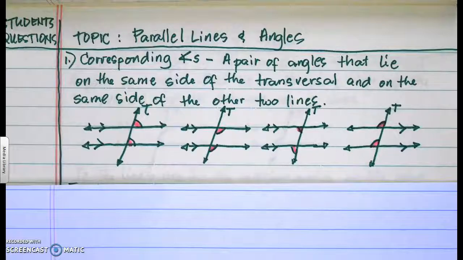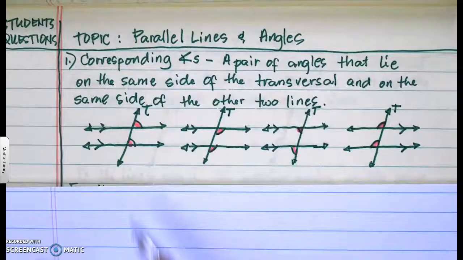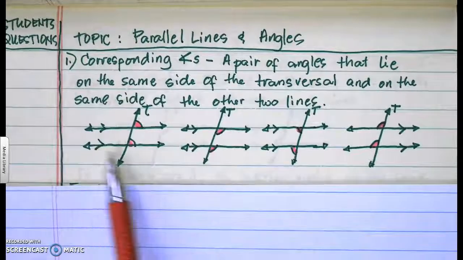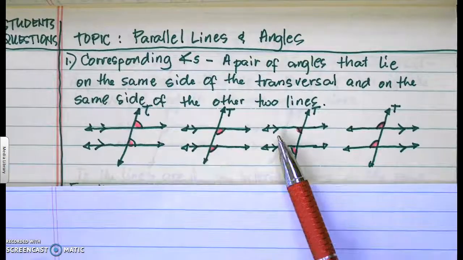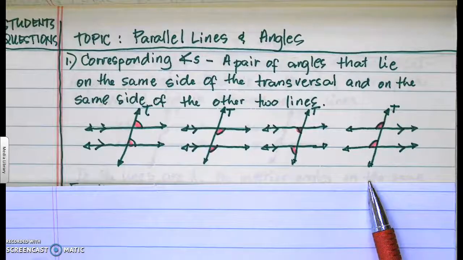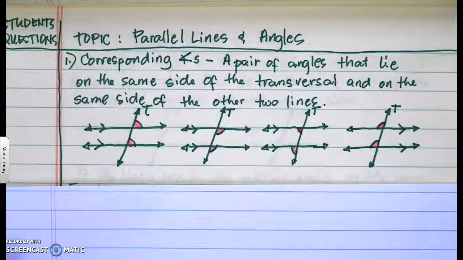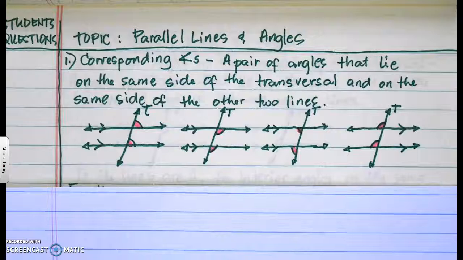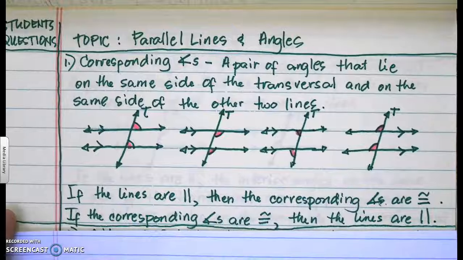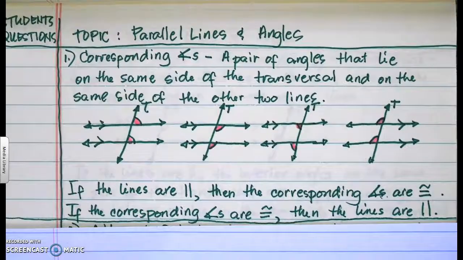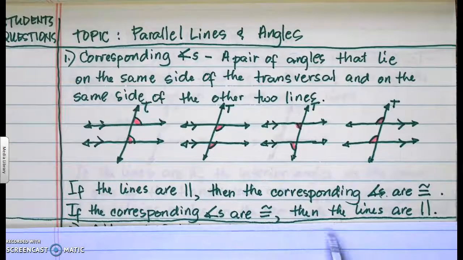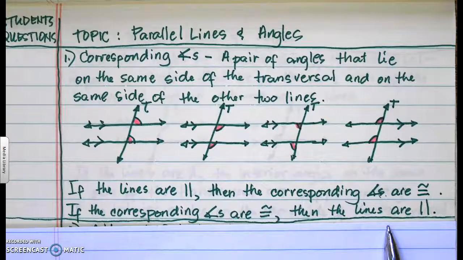In this particular case, these two lines are parallel, given the symbol. So once again, the symbol right here indicates that your lines are parallel and they are cut by a transversal. If your lines are parallel and they are cut by a transversal, the corresponding angles are said to be congruent. Likewise, the converse is also true. If the corresponding angles are congruent, then the lines are parallel.